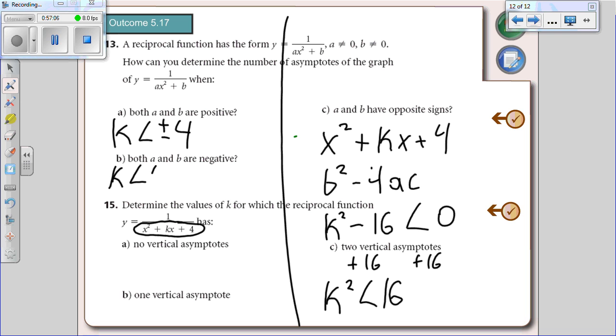Now you do it for 1 and for 2, but it actually works out the opposite. If you wanted 1 vertical asymptote, you would want k to be equal to 4 or negative 4. And if you want 2 asymptotes, you would do k is greater than 4 or less than negative 4. They'll switch around. Okay, put the next one.